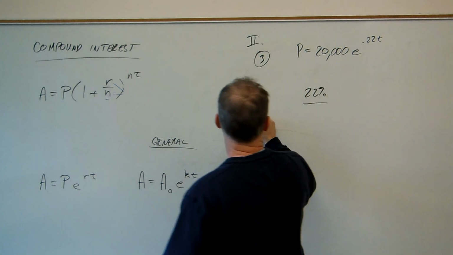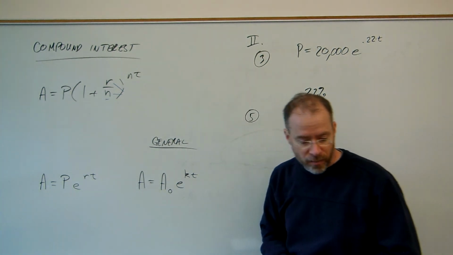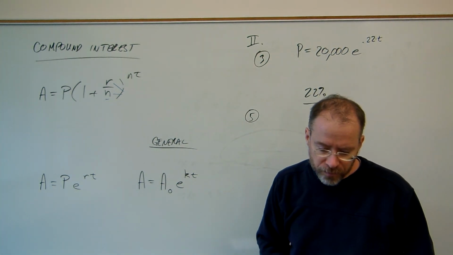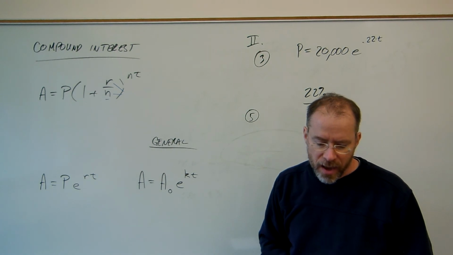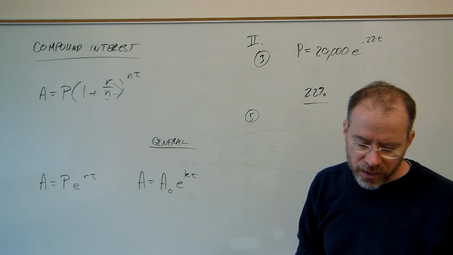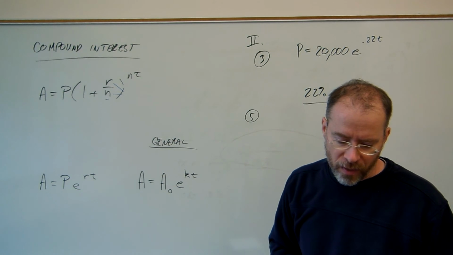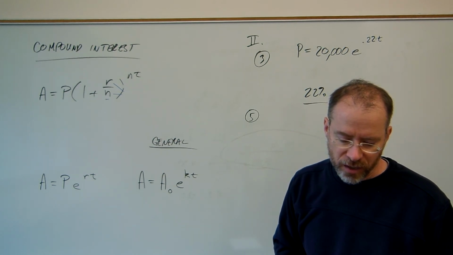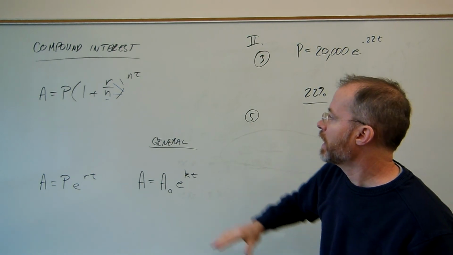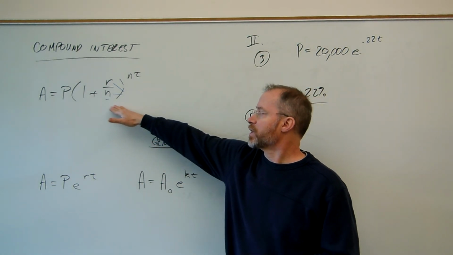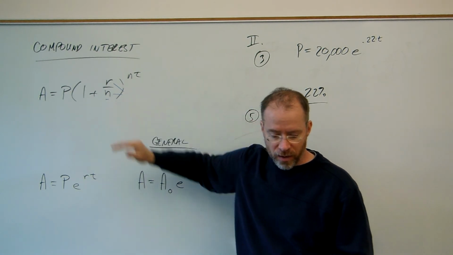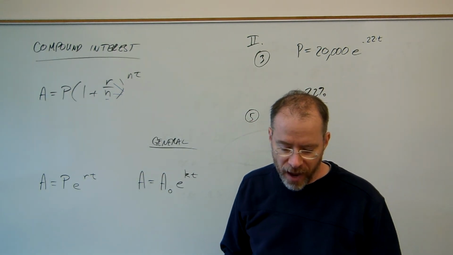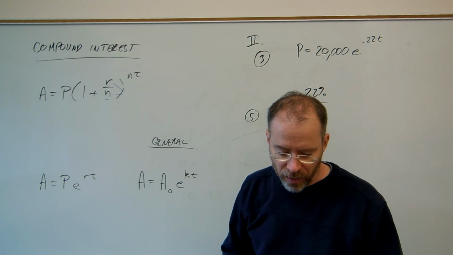Let's go on to, I believe it's number 5, where they say, how long will it take the initial investment in number 1 to triple? And number 1 said, what's the account balance after $1,000 is invested for 5 years at 3.75% interest compounded quarterly? That first question is a direct application of this. You just plug in all the parts and crunch that on your calculator. But number 5 is saying, how long will it take to triple?